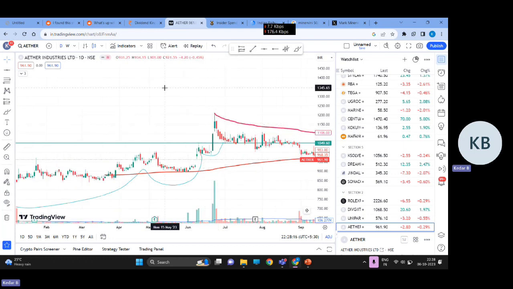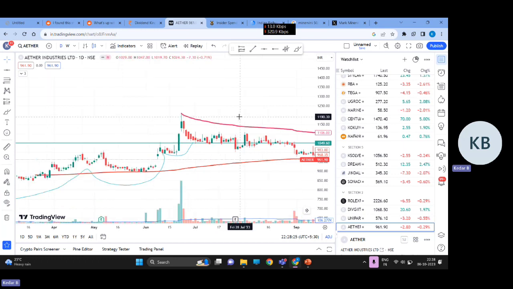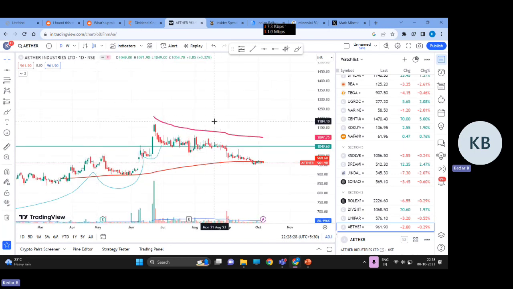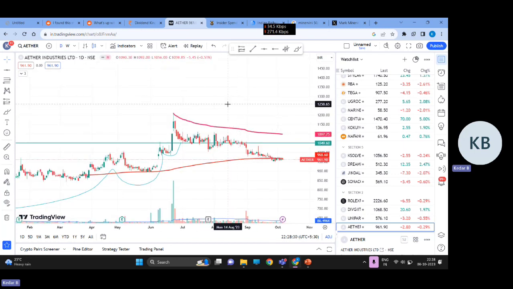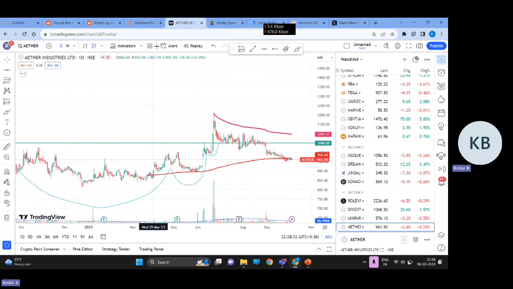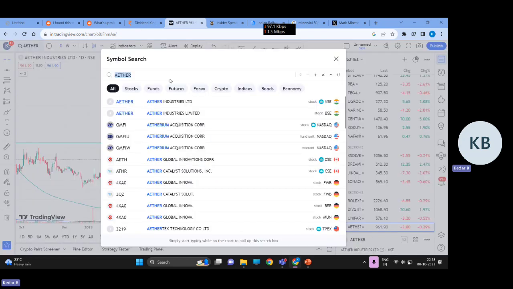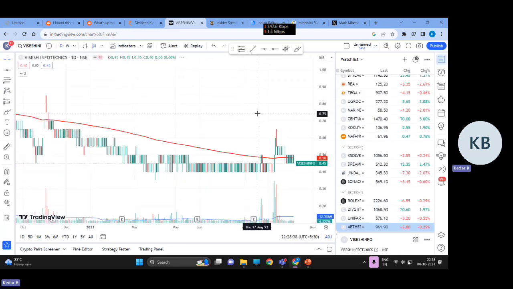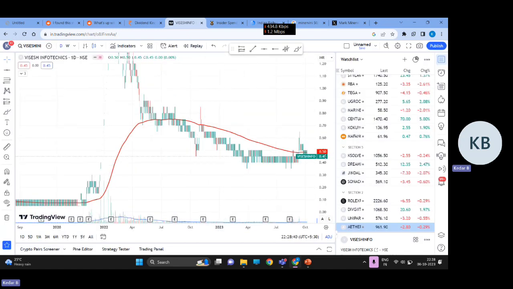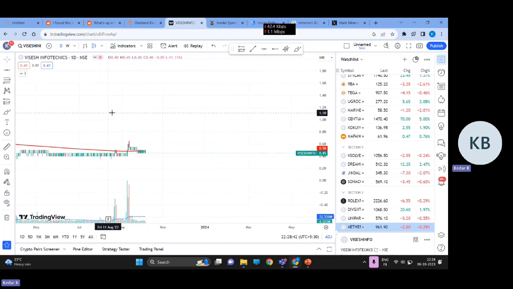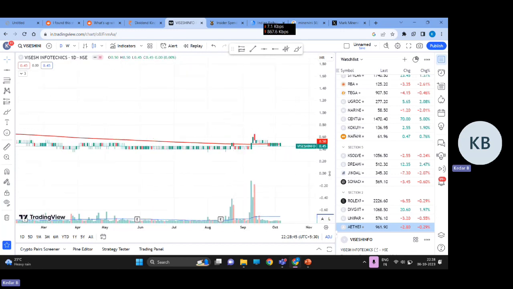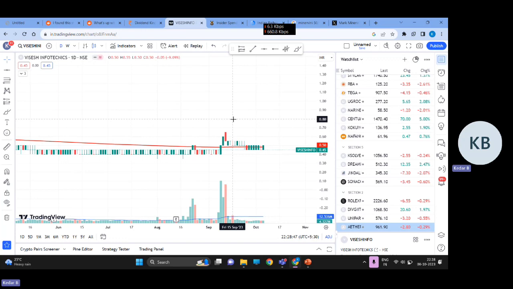But if a stock is only listed in BSE, not in NSE, then I don't touch that stock, no matter how good it is looking. I usually try to stay away from it, because what I've observed is most of the penny stocks, most of the manipulated stocks, are only listed in BSE. Many of them, I'm telling you. So just to be cautious, I don't buy stocks which are only listed in BSE but not in NSE.